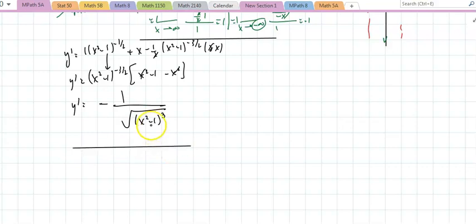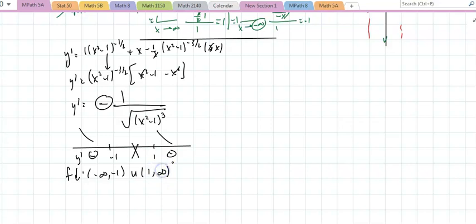Now, 1 and negative 1, there's y prime. There's nothing there because the domain doesn't allow that. Do you see that this is negative no matter what? So, it's negative on both ends. Well, that doesn't tell us much. That says f is decreasing from negative infinity to negative 1, union with 1 to infinity. No local maximum, no local minimum, not a big deal.